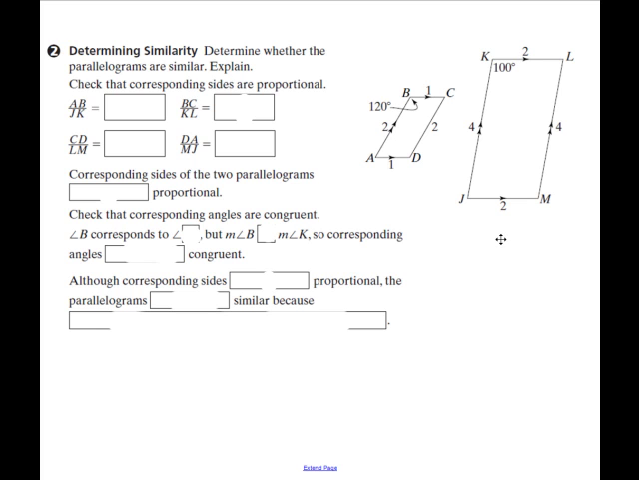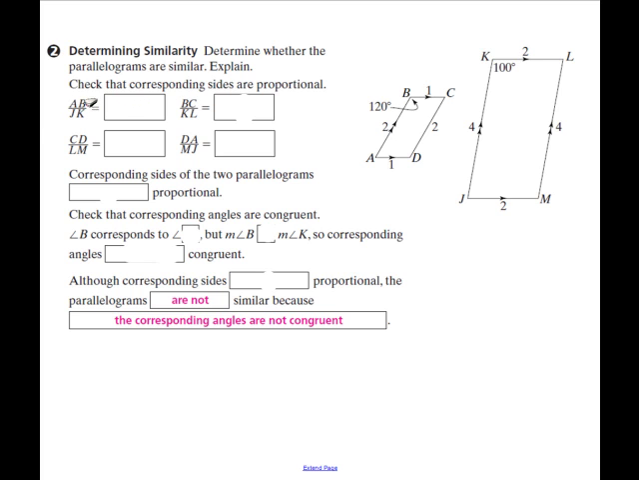Remember, sides are going to be proportional in similar figures, but the angles must be congruent. So we don't even need to do any work to say the angles are off, therefore they're not similar, because the corresponding angles are not congruent. But the book goes ahead and does this in a little more of a formulaic approach. They look at the sides first instead of the angles.